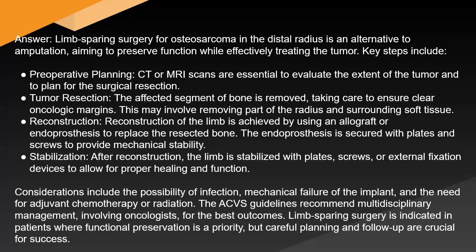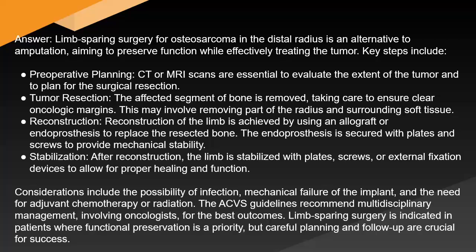Reconstruction: reconstruction of the limb is achieved by using an allograft or endoprosthesis to replace the resected bone. The endoprosthesis is secured with plates and screws to provide mechanical stability. Stabilization: after reconstruction, the limb is stabilized with plates, screws, or external fixation devices to allow for proper healing and function. Considerations include the possibility of infection, mechanical failure of the implant, and the need for adjuvant chemotherapy or radiation.